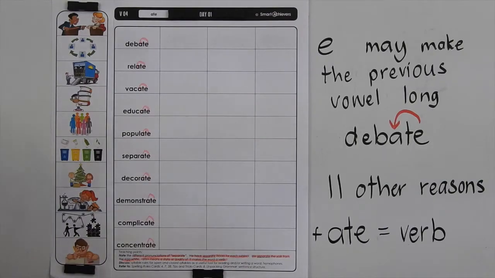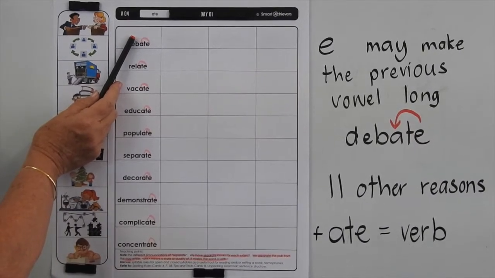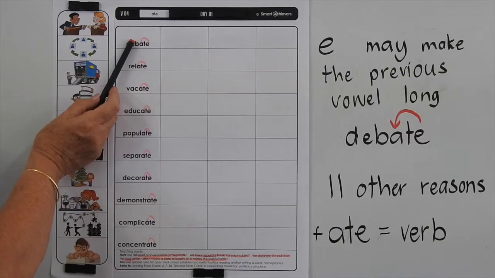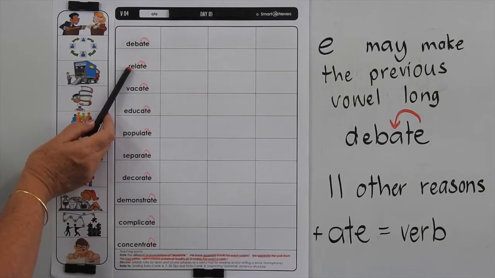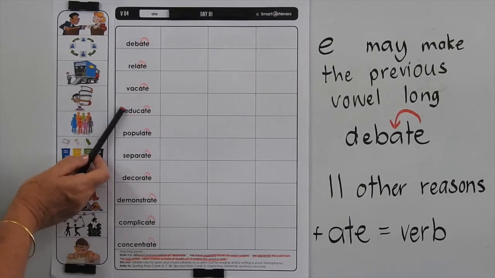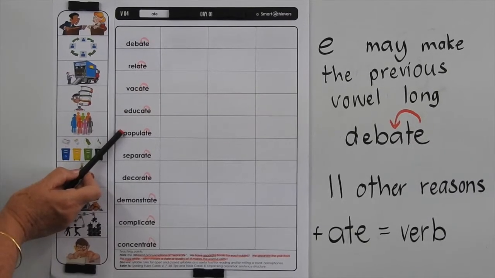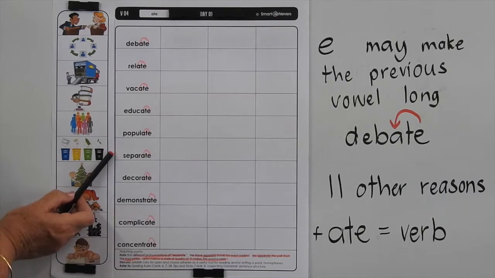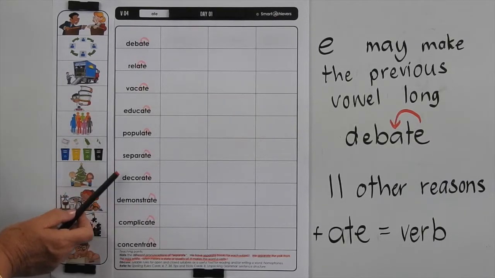So what do these words mean? Well, a debate is when you argue something. Relate is to associate or connect with something. Vacate is to depart or leave. Educate is to teach, research or study. Populate is to colonise or inhabit. Separate is to pull apart.